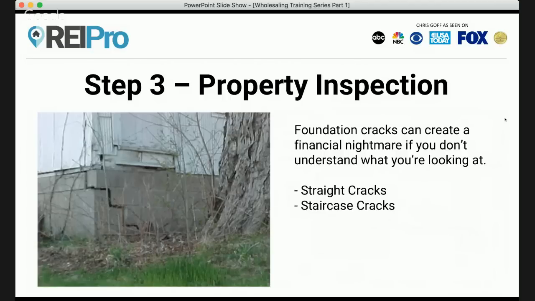But when I see cracks like this, a staircase crack, the problem is that every house shifts. Every house is going to get a crack. But a staircase crack is more dangerous because the house actually twisted. So if it twisted, the foundation not only cracked here, you need to check the entire foundation all the way around the house, period.